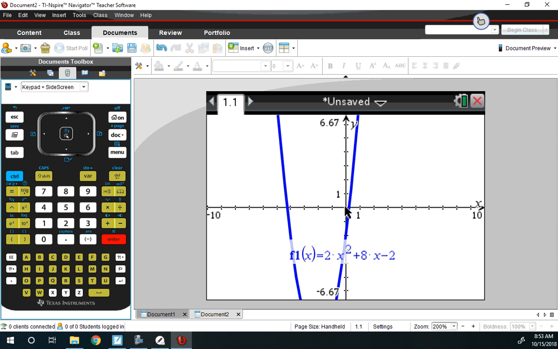Now, right off the bat, I notice my vertex is lower than my graph shows. My vertex is lower than my graph shows. You guys have the same problem on yours too?